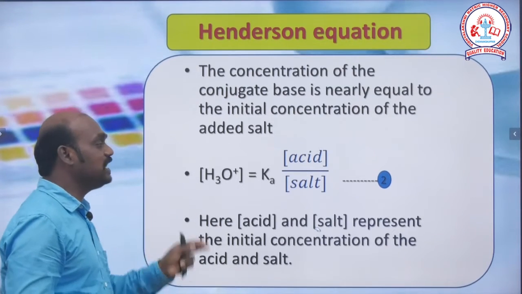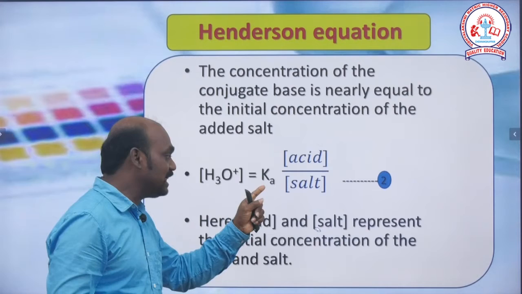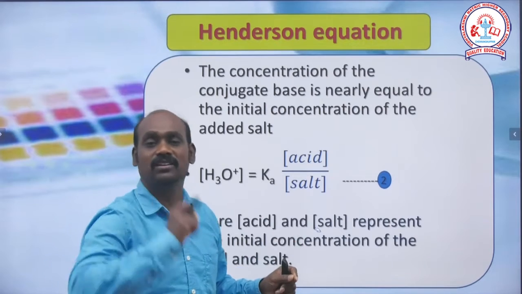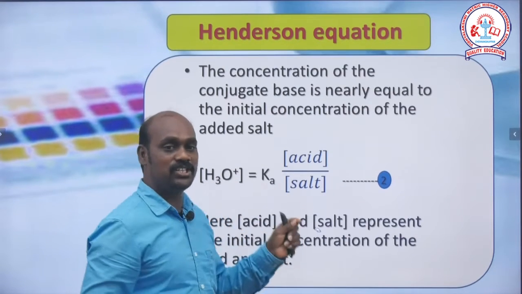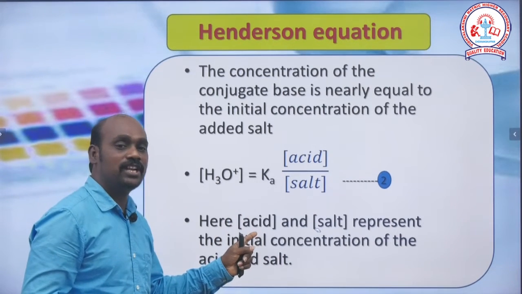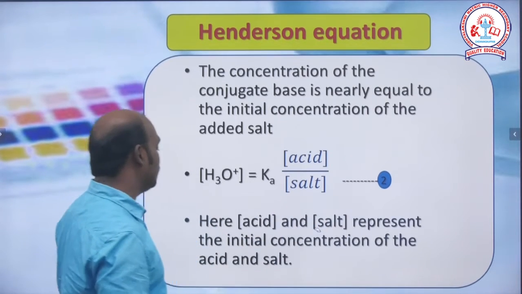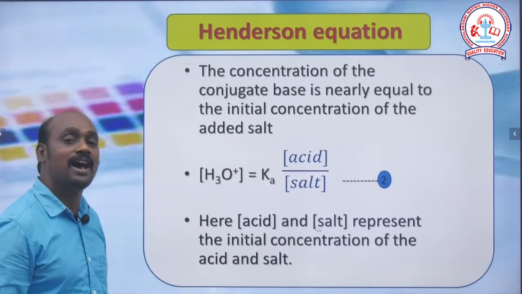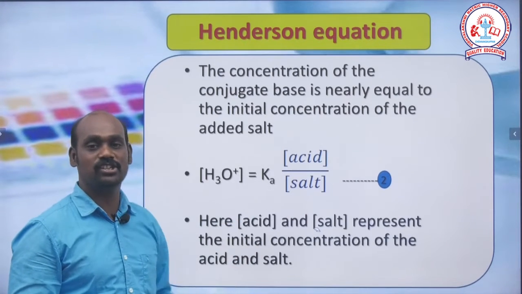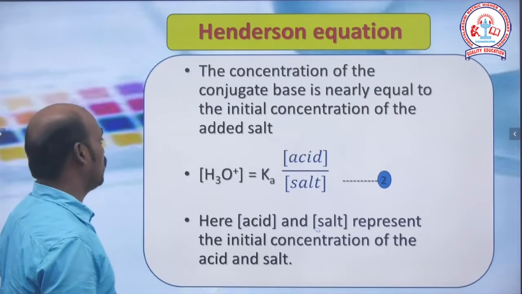Right. So let us write equation number 1: H3O plus, that is the hydronium ion concentration, is equal to the dissociation constant times the initial molar concentration of the acid divided by the initial concentration of the added salt. Here, the concentration of the acid and the molar concentration of the salt represent the initial concentrations of the acid and salt.